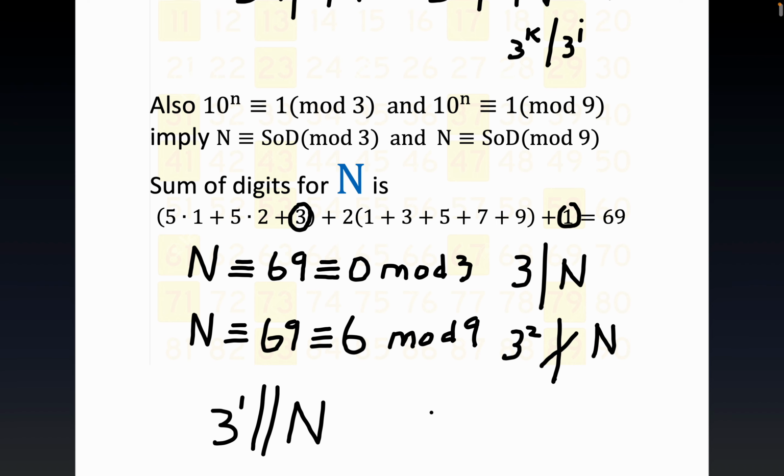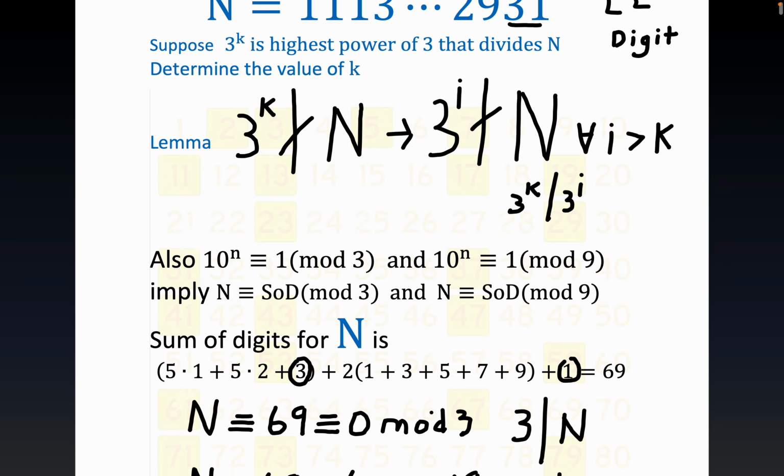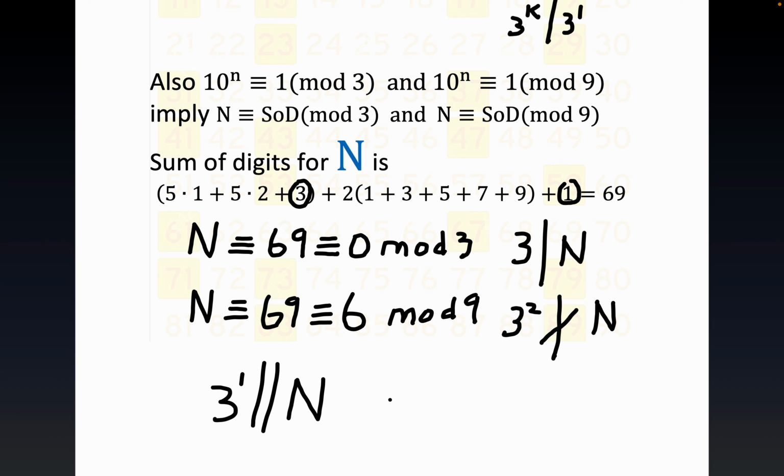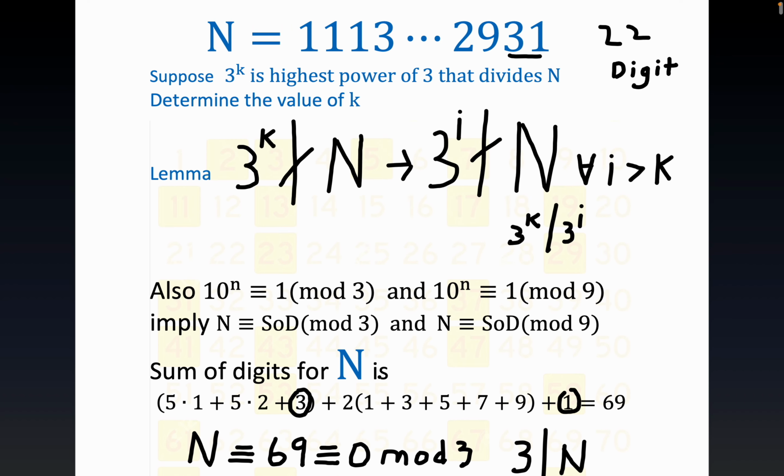So the answer to the problem, what was the original question? Determine the value of k. Okay, so this would say that k must equal 1. That's the highest power of 3 that divides that large number. So k equals 1 is the answer. And let me come back up and just put it in, since I didn't manage to stay on the screen right here. So the answer right here is k equals 1.